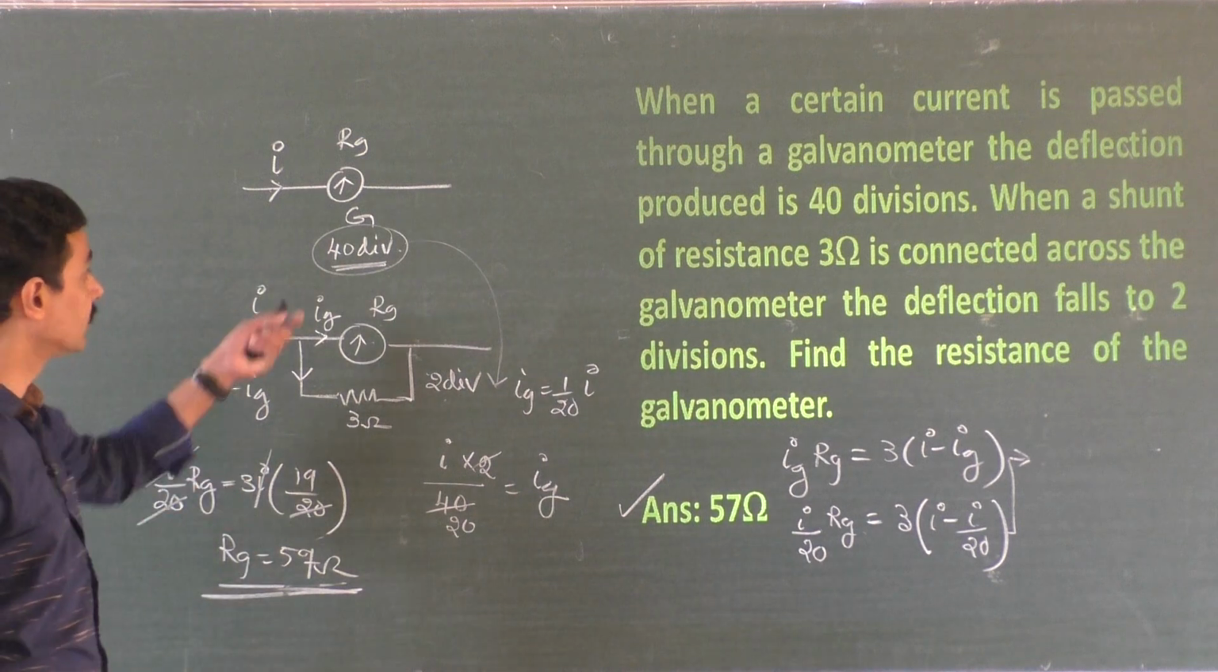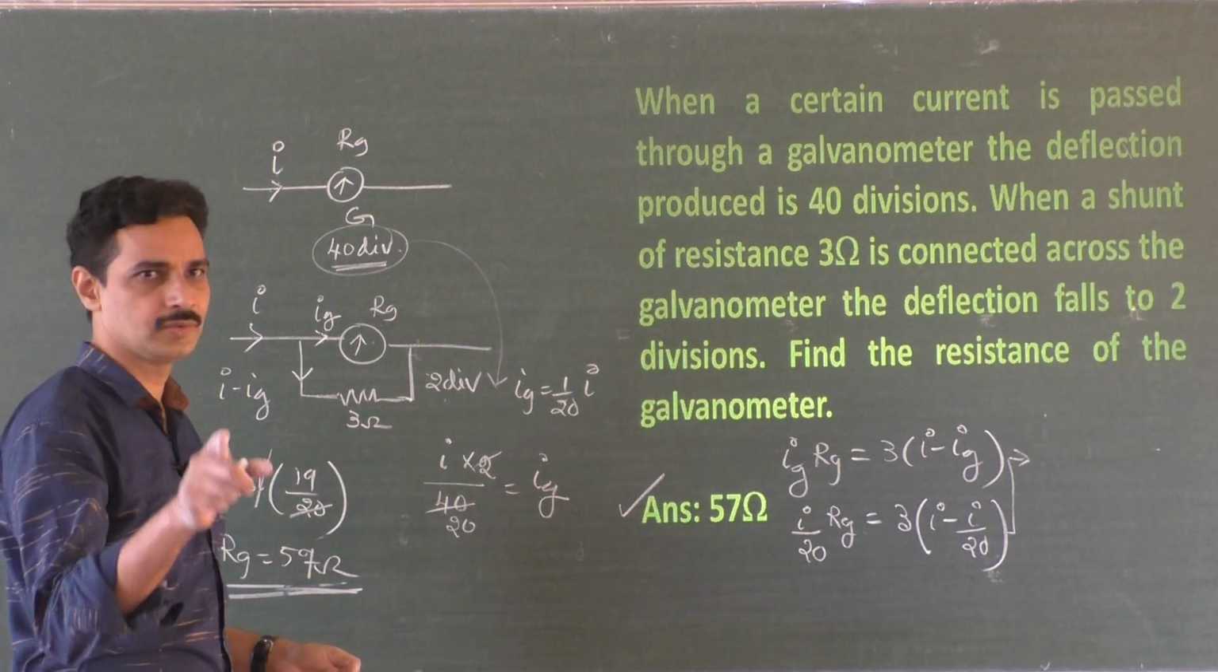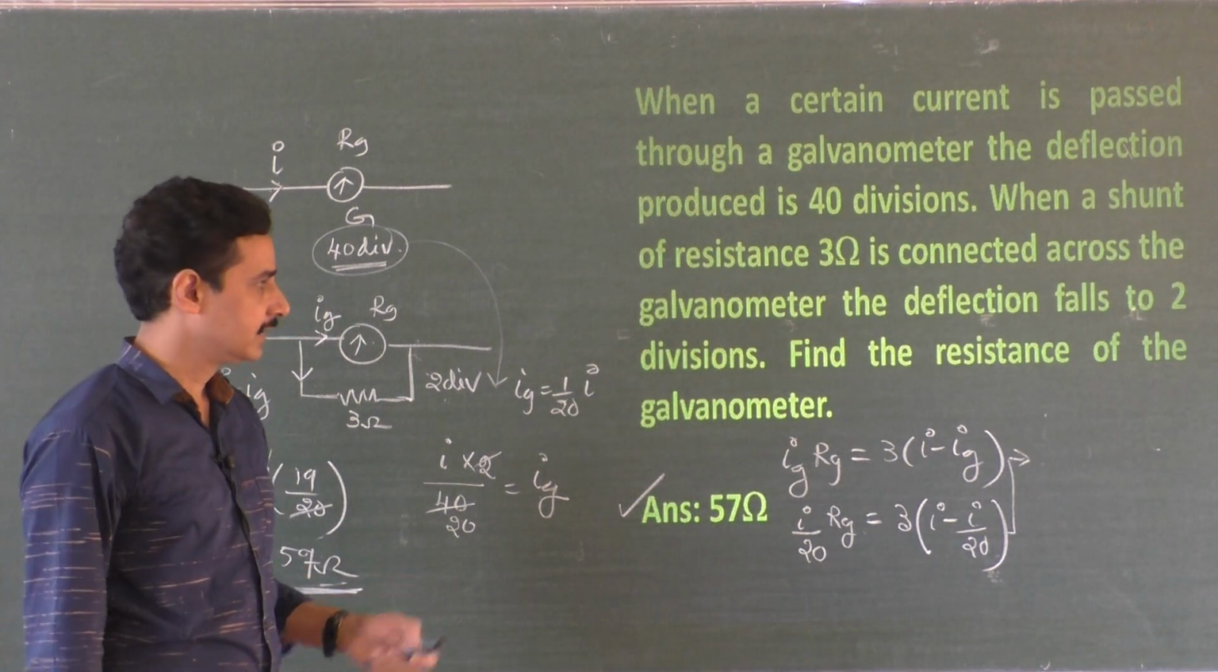So you must know how to convert Ig in terms of I. That 40 divisions drops to 2 divisions means Ig should be 1 by 20th of the full current I. That's all you have to do.